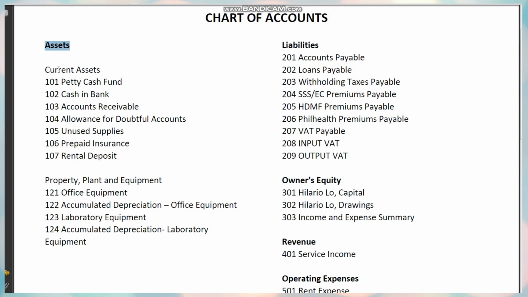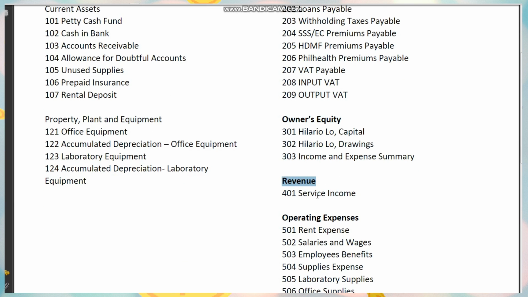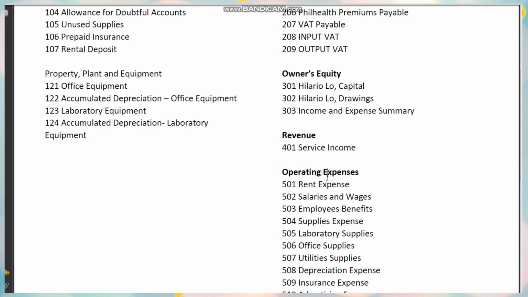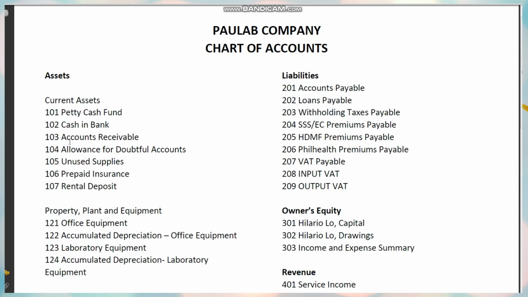You have your assets, and the assets are separated into current assets and also property, plant, and equipment. The chart of accounts again will be different for every business. You have here the liabilities accounts, the owner's equity accounts, the revenue or income accounts, and also the operating expenses. Since we're studying service businesses, our revenue account is only service income. Now, the number assigned in here also depends on the business. So the business enterprise is the one that decides what account number they would assign for each account title.